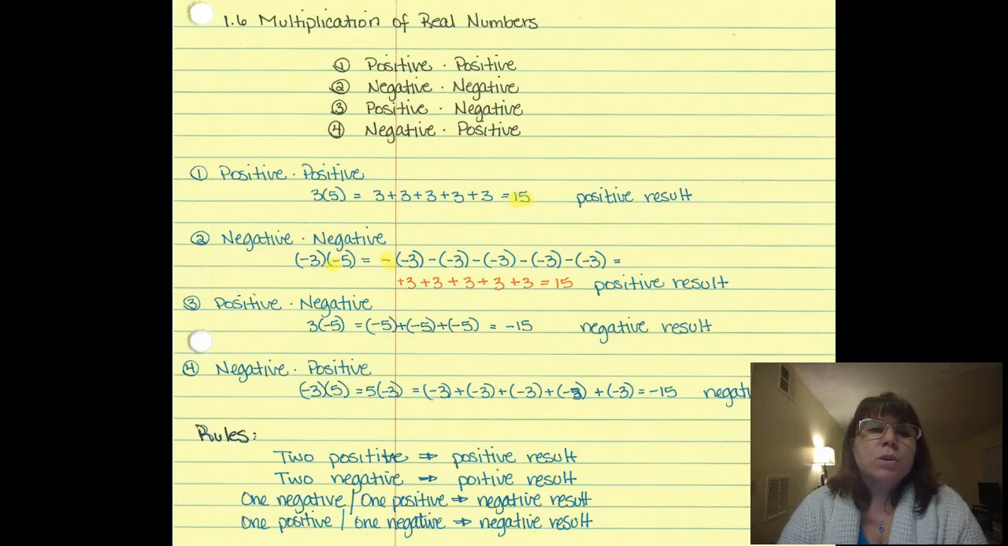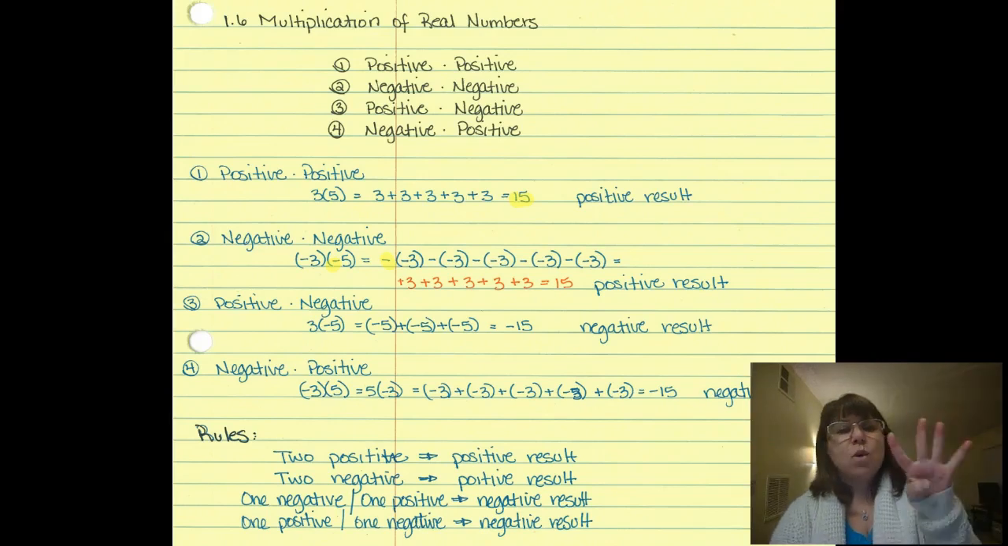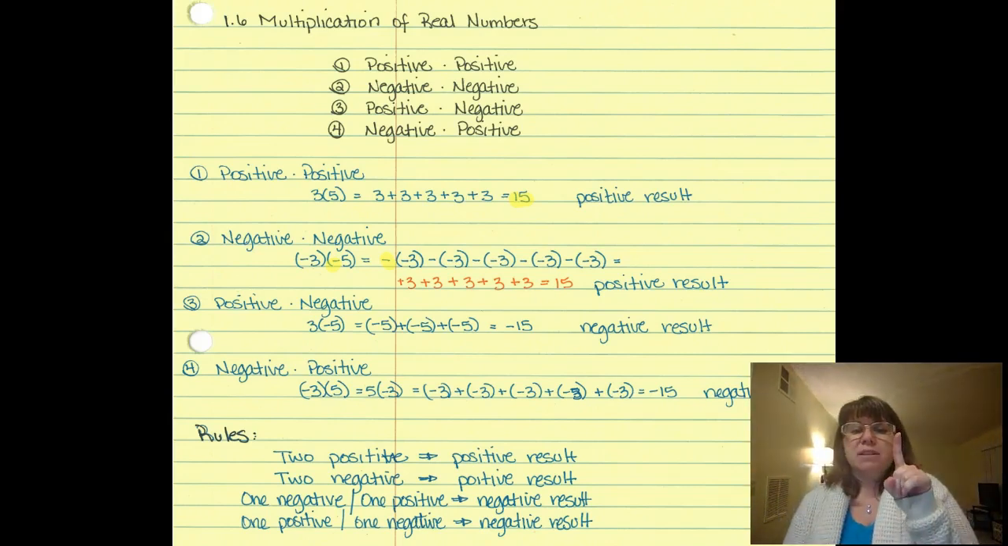In this first portion of this video, we're just going to look at generically what result I will get. Now I have four options when I'm multiplying real numbers: a positive times a positive, a negative times a negative, a positive times a negative, and a negative times a positive.